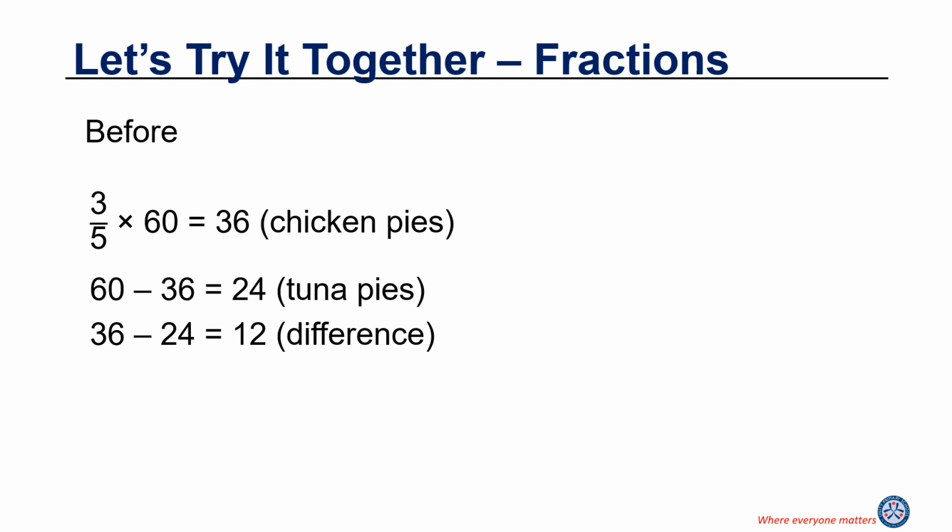The first step is to find the number of chicken pies and the number of tuna pies. There were 60 pies, and 3/5 of the pies were chicken pies. So 3/5 of 60 is 3/5 times 60 to give us 36. There were 36 chicken pies. If there were 36 chicken pies, there were 60 minus 36 to give us 24. There were 24 tuna pies. And the difference between the chicken pies and tuna pies would be 36 minus 24 to give us 12.